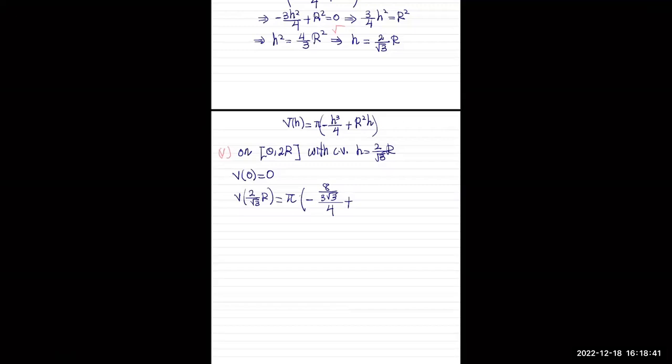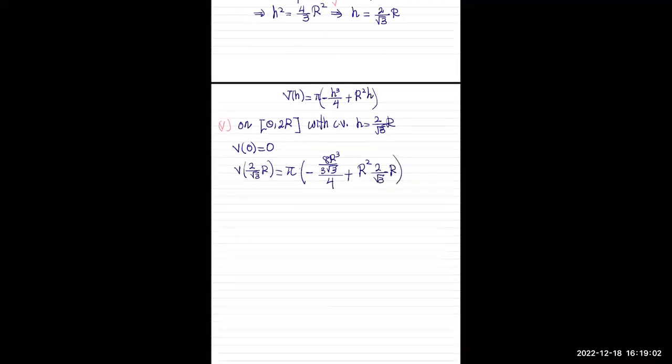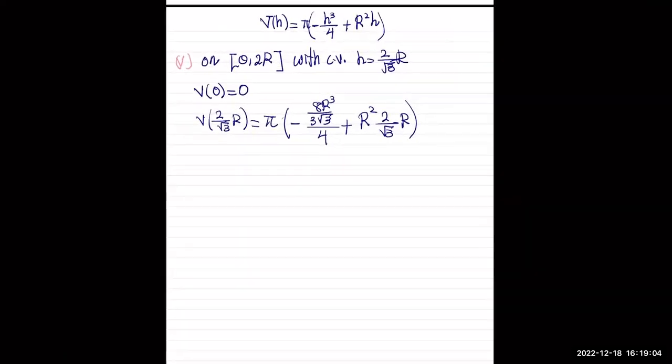Plus, yeah, and don't forget there's an r cubed also. So plug r into H, you get r cubed. Plus we have r squared times H, and again, H is 2 over root 3 r. This is the volume at that critical value.